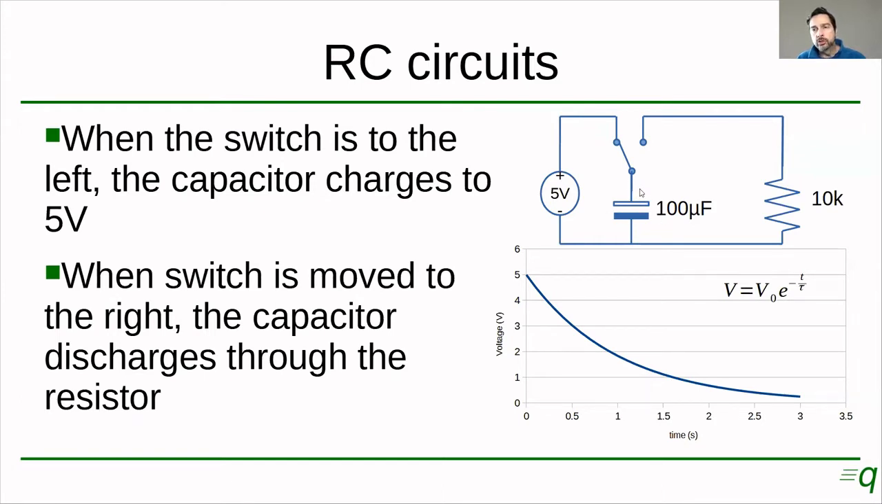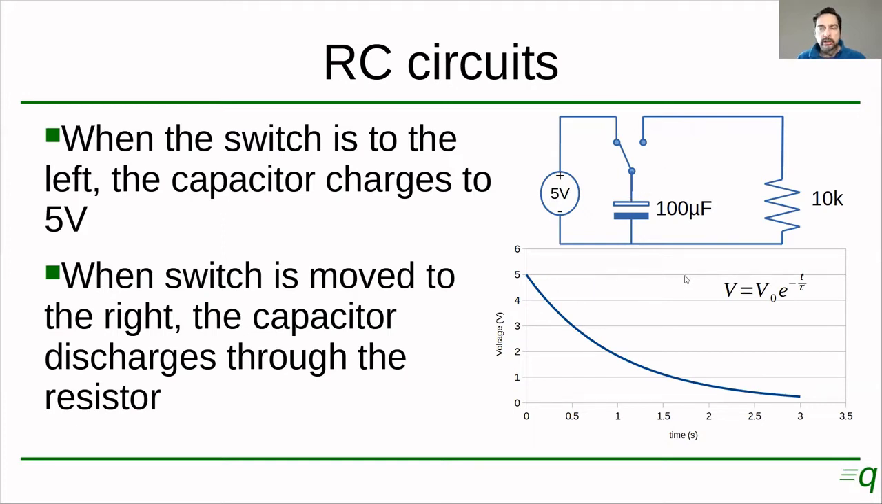So remember, this is charged positive, so it has excess of positive charge, or lack of negative charge, really. And this negative terminal has excess of electrons. So when we connect the switch to this side, we are providing a path for the charge stored in the capacitor to flow through the resistor. And that's actually what's going to happen. The capacitor is going to start discharging, and the voltage is going to start to go down.